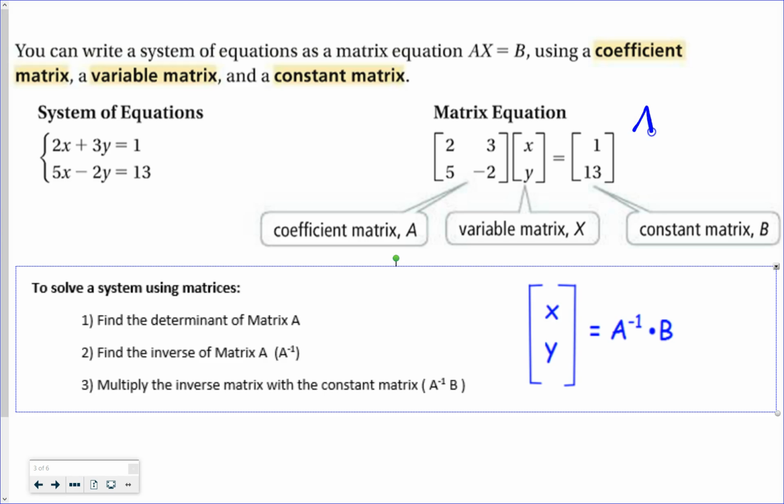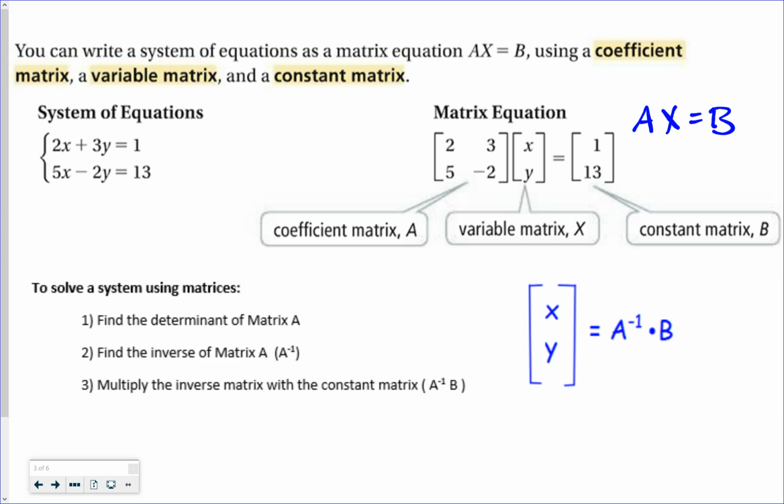So if I have matrix A times matrix X, and it's equal to matrix B, and you're trying to get X, we're solving for X and Y. Looking at that, how would you move over matrix A? Right now it's A times X equals B. You have to divide, right? We don't divide matrices. Remember, we do the inverse instead. You want to know why? Let's think about it.